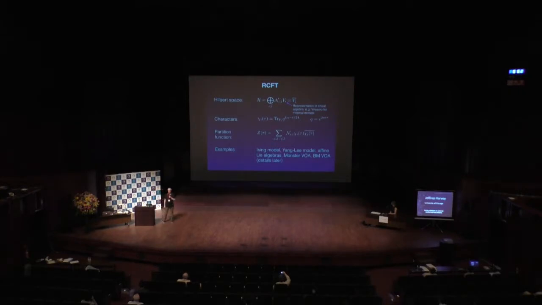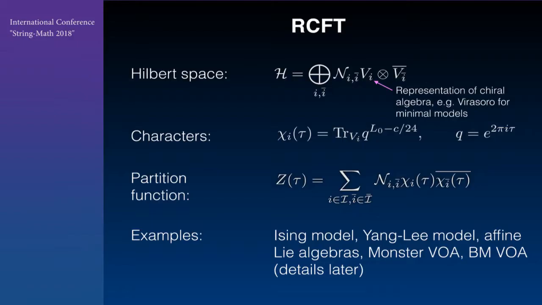So the framework is that of rational conformal field theory, and so I want to just remind you of the basics. So in a rational conformal field theory, we have some representation of a chiral algebra. For minimal models, which I'll often be discussing, that chiral algebra is just Virasoro. For affine Lie algebras, it's Virasoro plus the affine Kac-Moody symmetry. There are other things like the monster module where it's some larger chiral algebra.